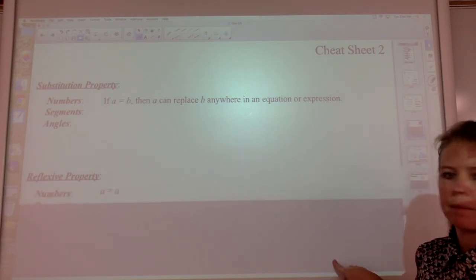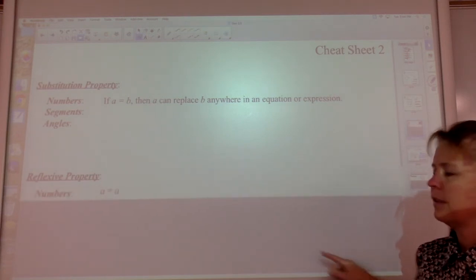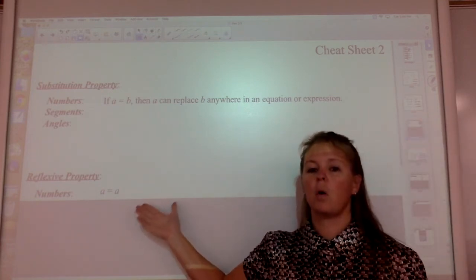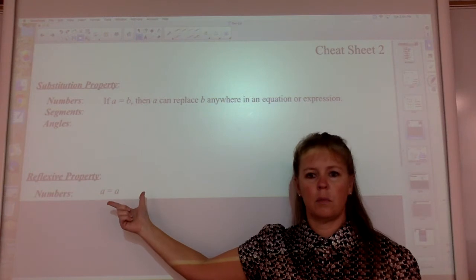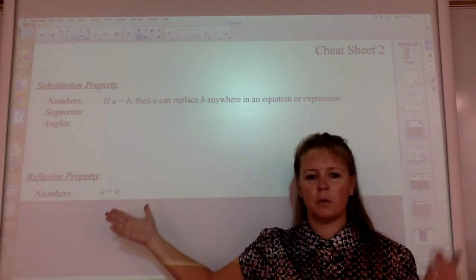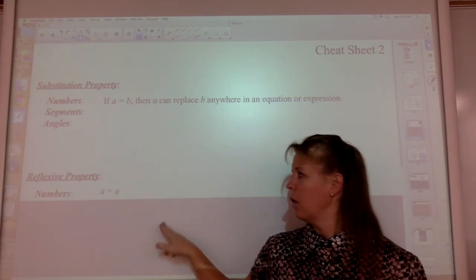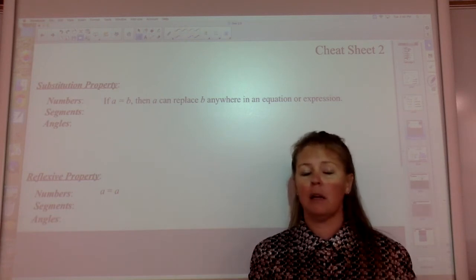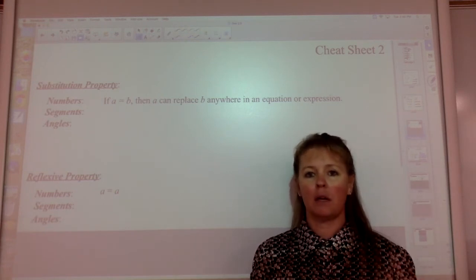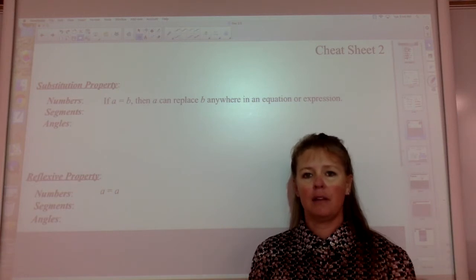Reflexive property. Numbers. This seems really dumb. You're like, of course A equals A, if you can see that, but you've got a cheat sheet. It's really small in here. Of course A equals A. They're exactly the same. Or you could use it for segments and angles. You could say segment BD equals segment BD. You could say angle Q equals angle Q. Any two things are equal to itself.